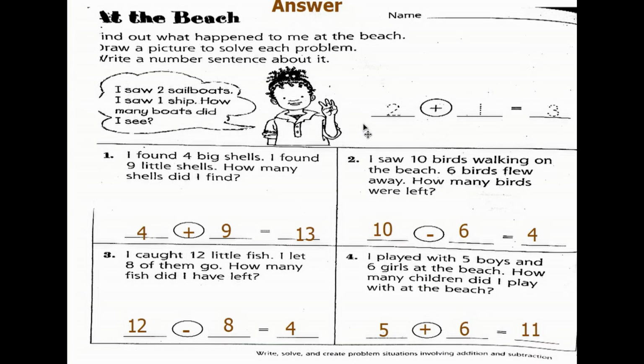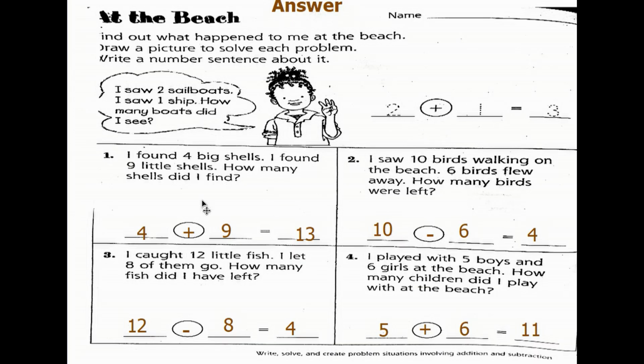I saw 2 sailboats. I saw 1 ship. How many boats did I see? 2 plus 1 is 3. Now the boy is showing his 3 fingers. 2 boats plus 1 boat, it will be 3 in total. So this is one example.